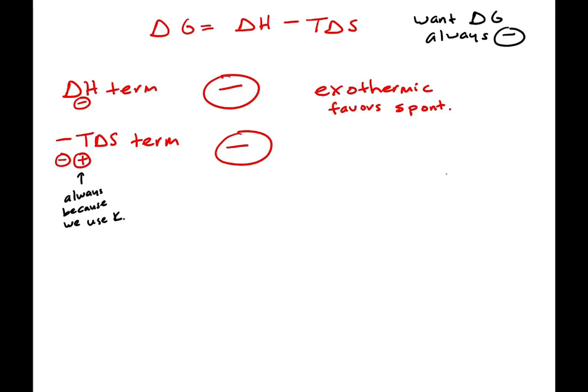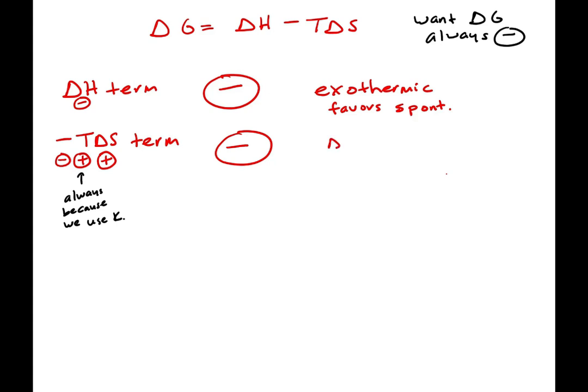And remember that on the Kelvin scale, the lowest possible temperature is 0. You can't have negative temperatures in Kelvin. So temperature is always going to be a positive number here. And so in order for this term to be negative, the value of delta S has to be positive, because if you have a negative times 2 positives, that gives you a negative value. Then you're going to have a term that favors spontaneity.